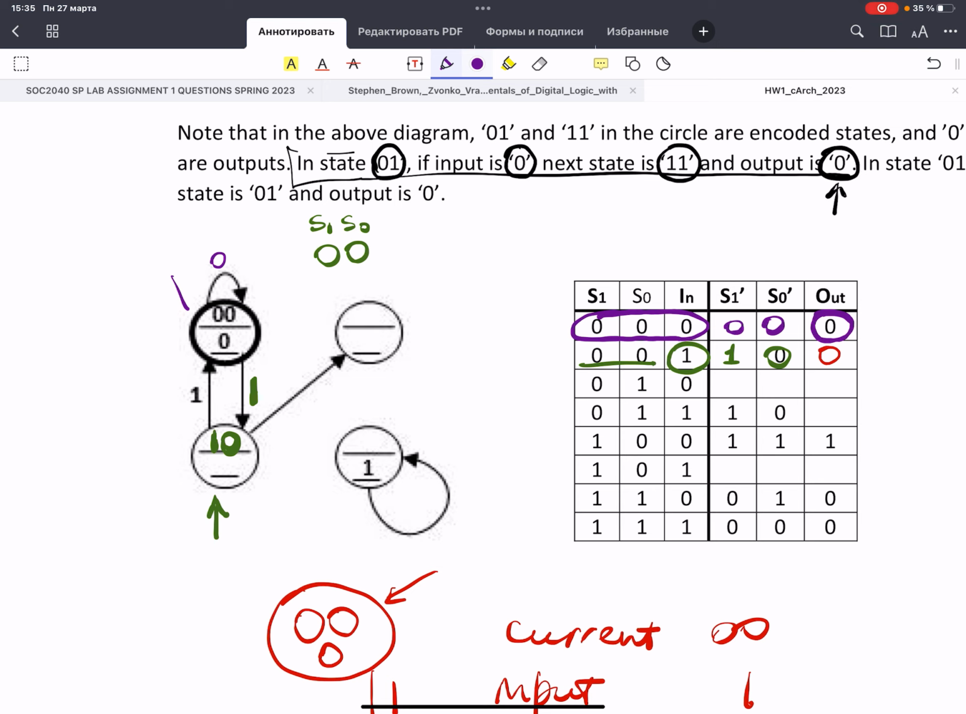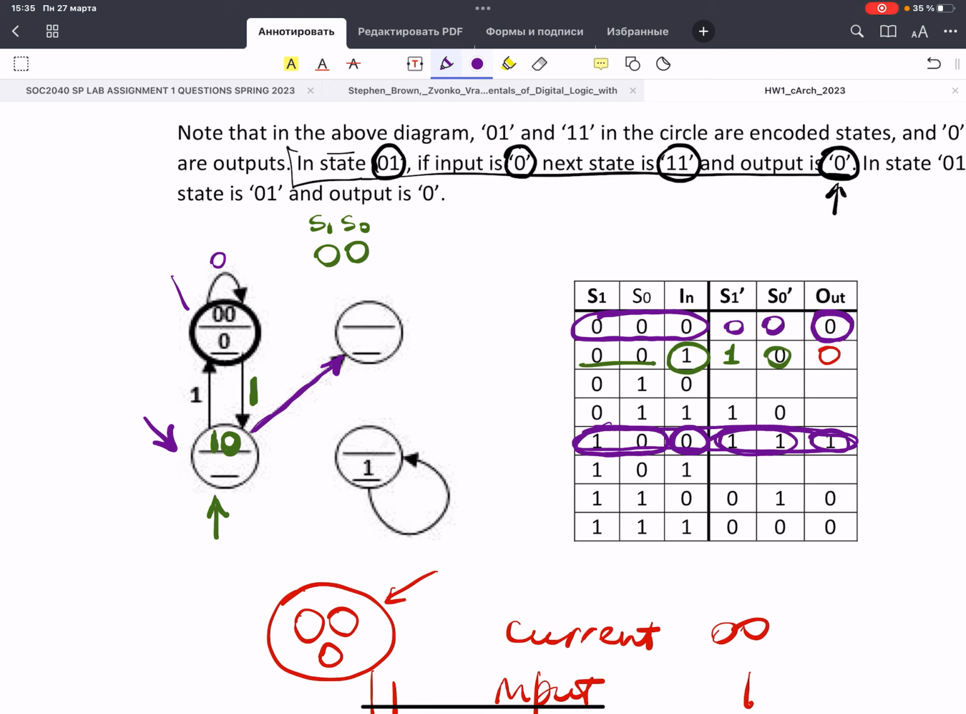Now we should guess the input given to this 1, 0. Let's analyze this one. It says that if the current state is 1, 0, and the input is 0, then the next state is 1, 1, and the output is 1. So the output is always below the current state.